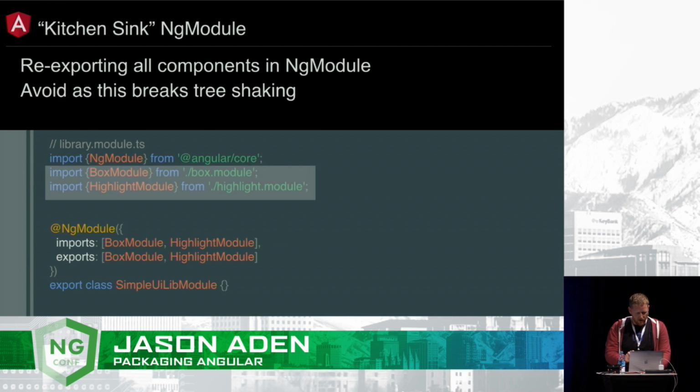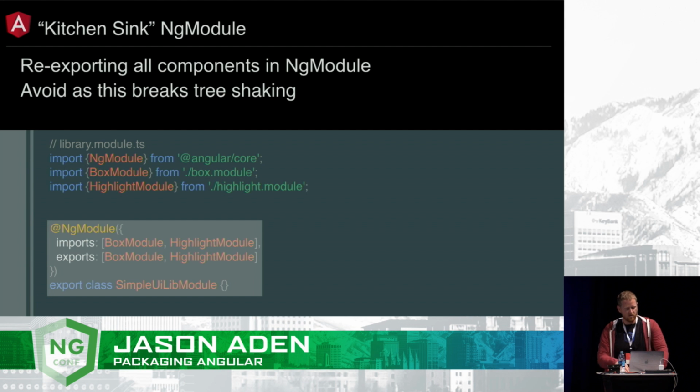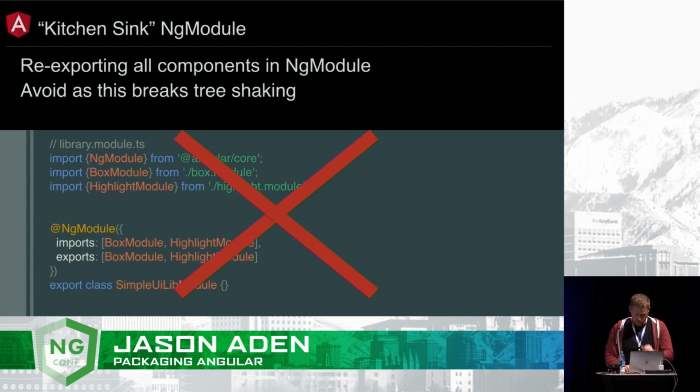As a library developer, it kind of looks like this. You would say we have only two modules in our library, for box and highlight. Then a kitchen sink ng module would look like this. We would import them and directly re-export them. So this is do not use.